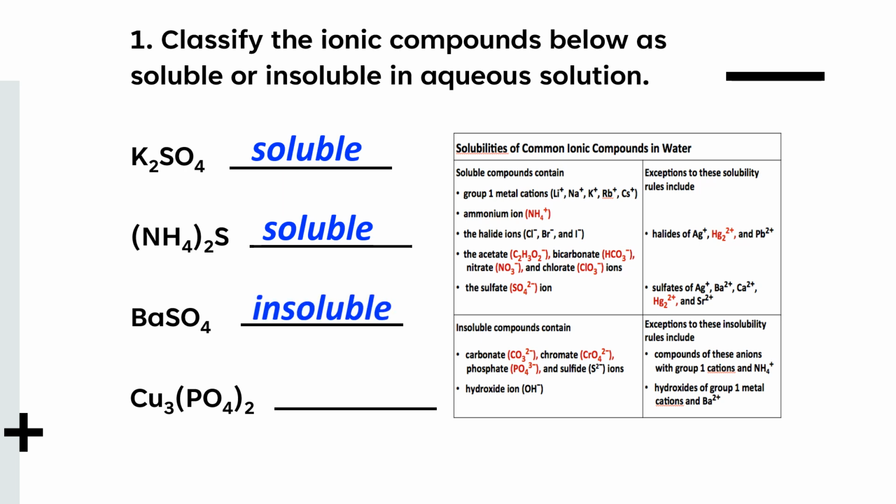And let's look at the last one. You can find phosphate at the bottom, which says insoluble compounds, and this is a part of insoluble. If you look at the exceptions, copper is not part of the exceptions. That means that this compound is not soluble.